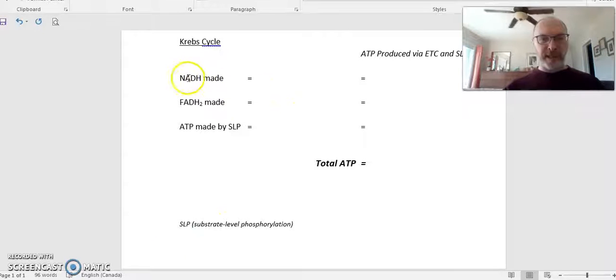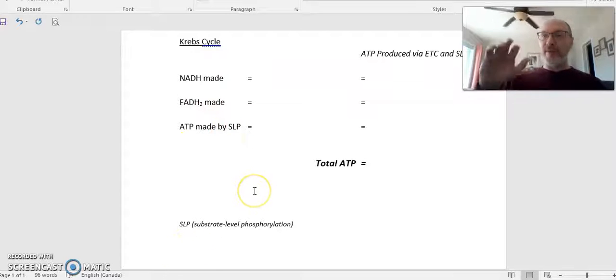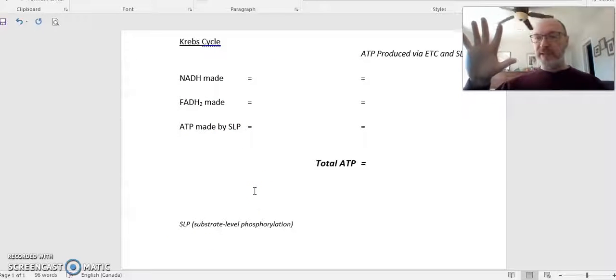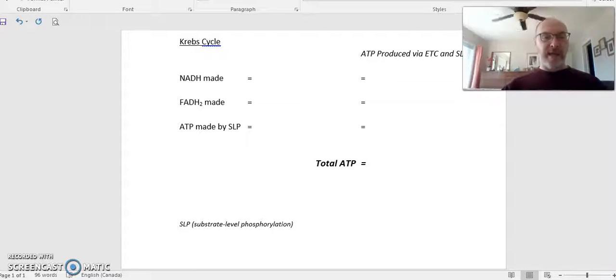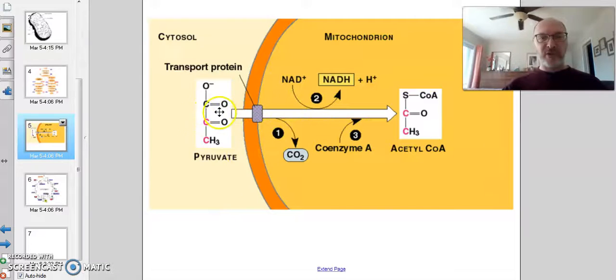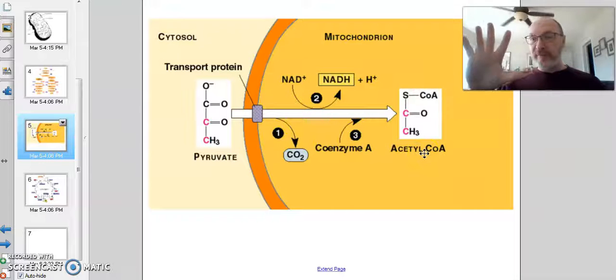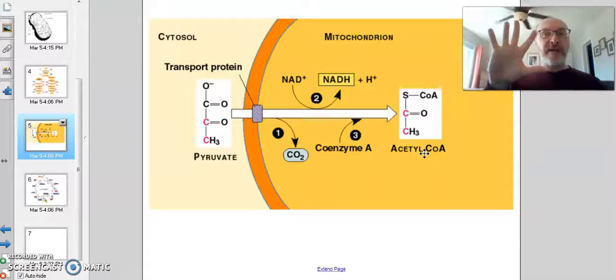Alright, so again, we have to look at NADH, FADH2, as well as ATP made by substrate level phosphorylation. Now remember, we had 5 G3Ps, that means we have 5 pyruvates, and then when we finish pyruvate oxidation, we're going to have 5 acetyl coenzyme A's. So that means 5 acetyl coenzyme A's are going to go into the Krebs cycle.